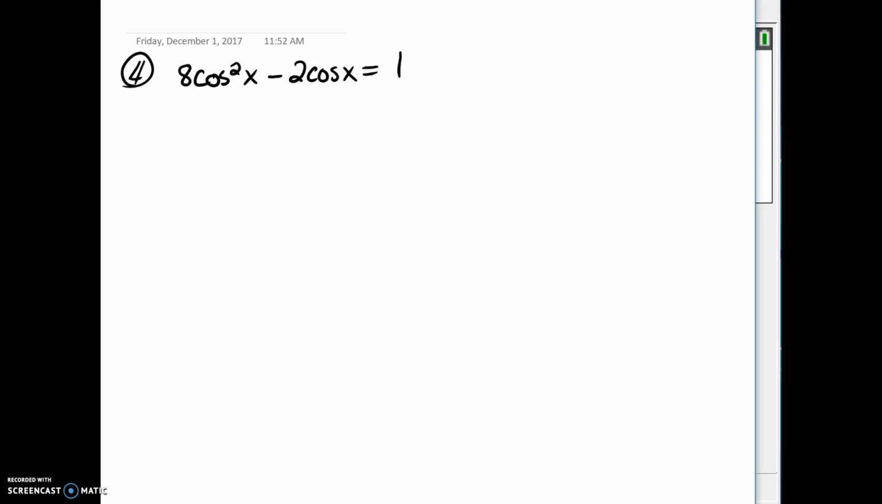In this video, we're going to look at equations where the answers don't come out perfectly for all or some of the answers. So we will need the graphing calculator. First thing with this one, you will need to get it equal to 0 because it will be quadratic. So this will be 8 cosine squared x minus 2x, or sorry, 2 cosine x minus 1 equals 0.